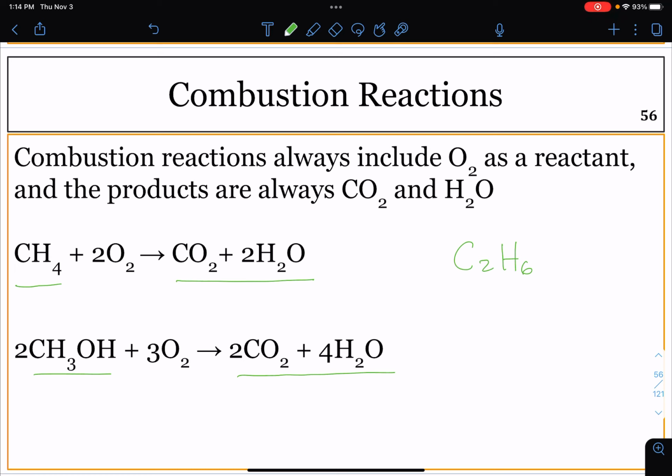Candle wax is made up of a complicated hydrocarbon. When it burns, it uses up some of the O2 in the atmosphere around the candle, and it produces gaseous CO2 and gaseous water.